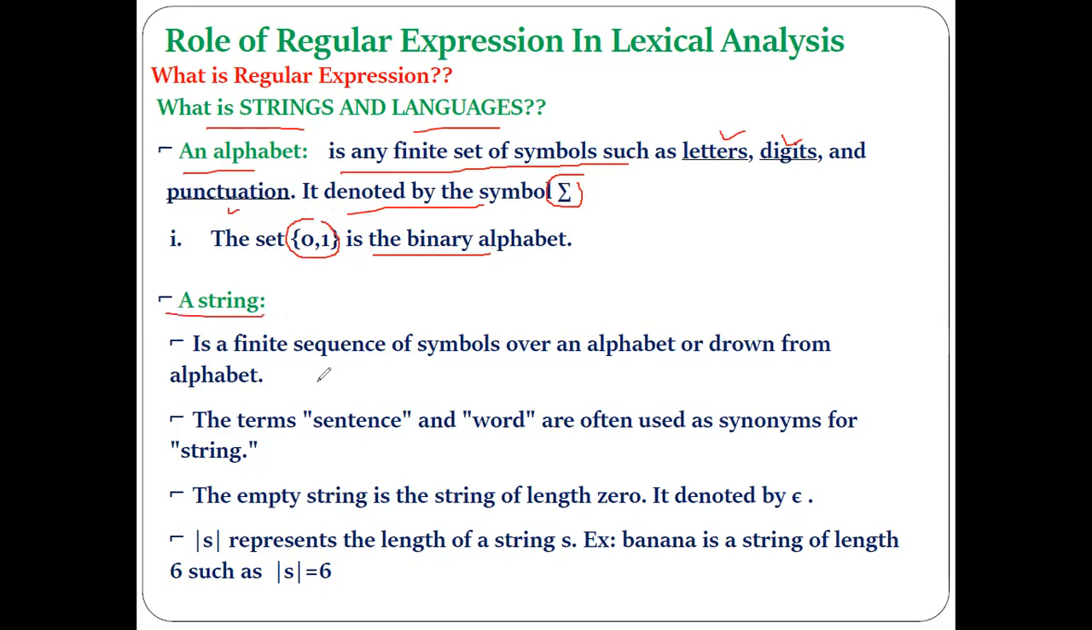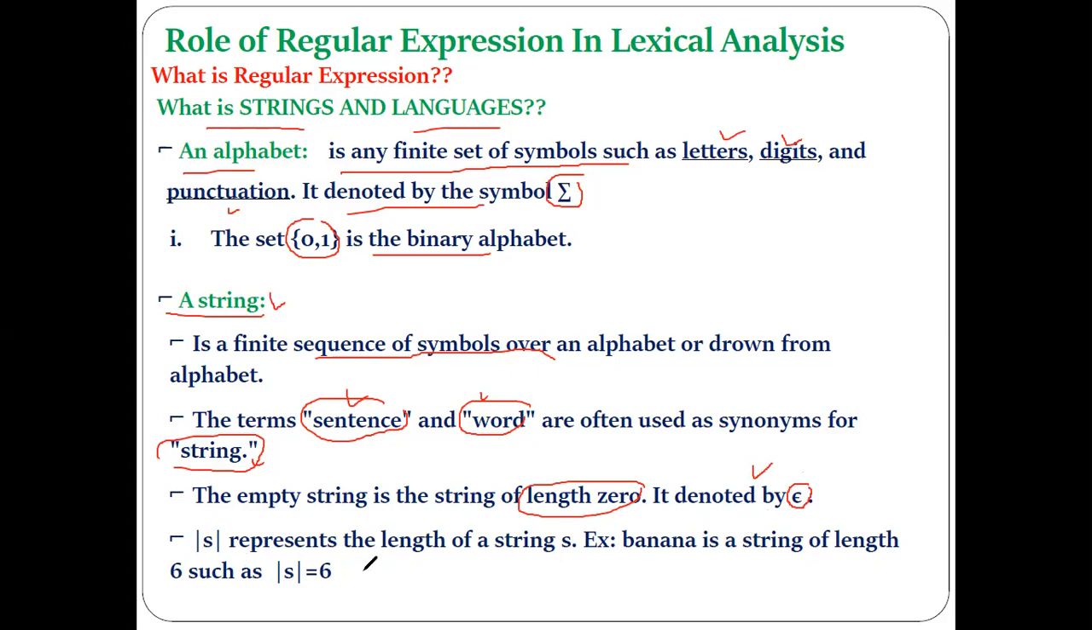Now what is a string? Here I have already mentioned it is a sequence of symbols over the alphabet. Now what is the alphabet? That I have mentioned here. By combining this alphabet, whatever is formed is called a string. Okay. Now the terms sentence and word are also referred to as a string. For the term sentence or the term word, we can also use the term string. Okay, it means when I say string, you have to take the meaning of it as a sentence or a word also. Now, the empty string is nothing but the string with length zero, and this empty string is represented by this sign, epsilon.